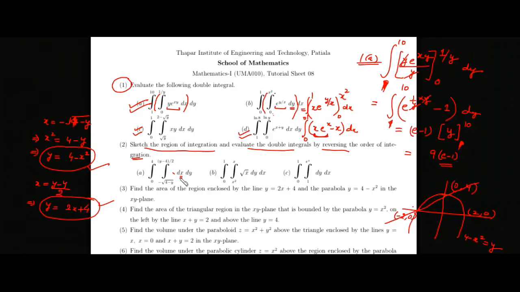Now just see, your x is varying from here to here. So if you take a line parallel to the x-axis, your x is varying from here to here, right? So it means this portion. So we have to evaluate the double integral by reversing the order of integration. So after reversing the order of integration, what will be the limits? We have to see that.